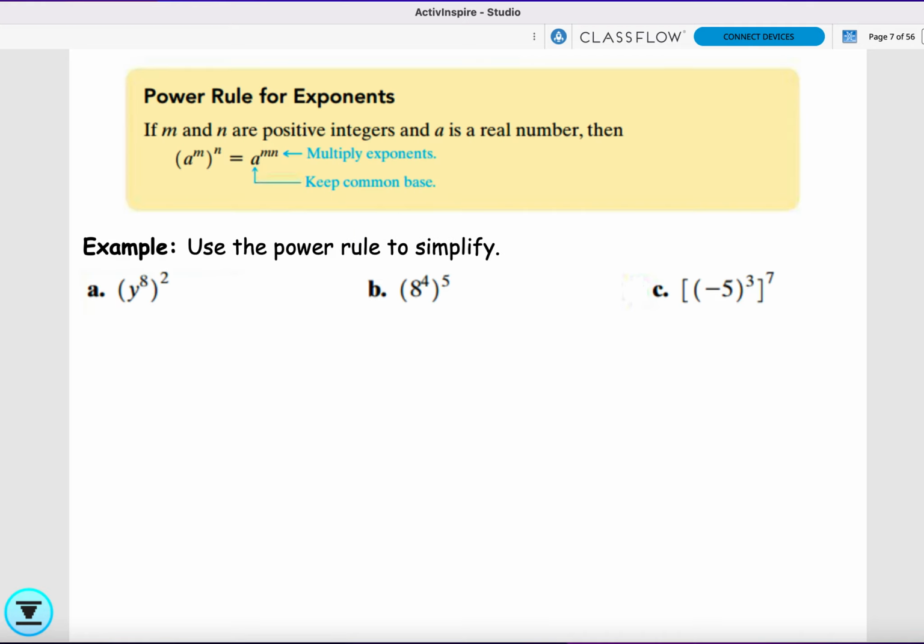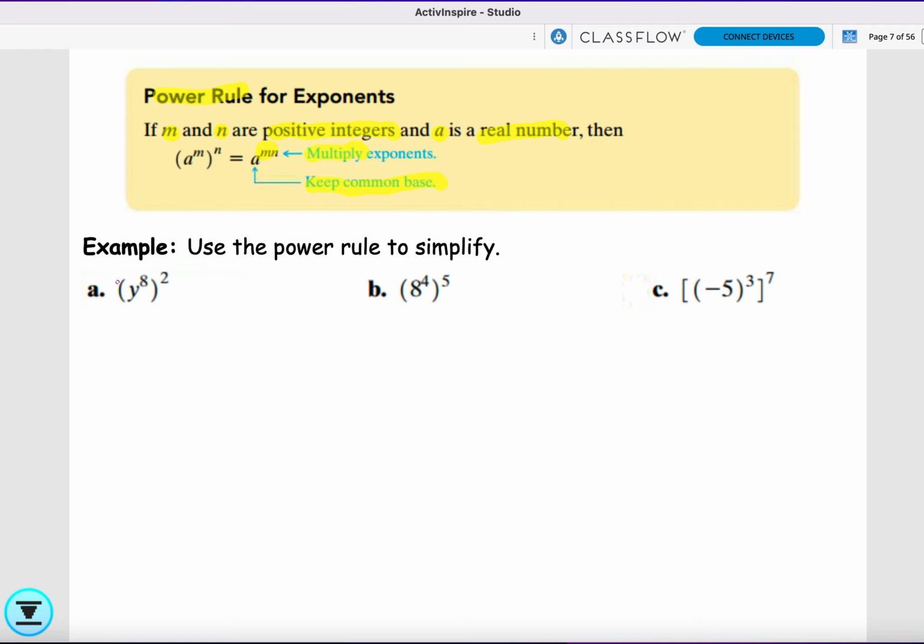So now we have a new rule to look at. The first rule we learned was the product rule. Now we're going to learn the power rule. The power rule is if m and n are positive integers and a is a real number, then when we do a to the m to the n power, it is a to the m times n. We're going to multiply the exponents and we keep the common base. Okay?